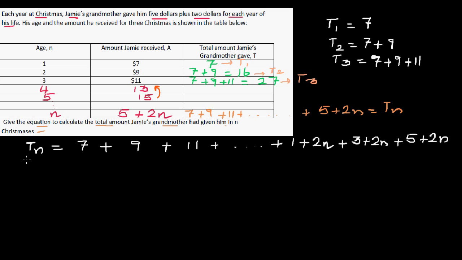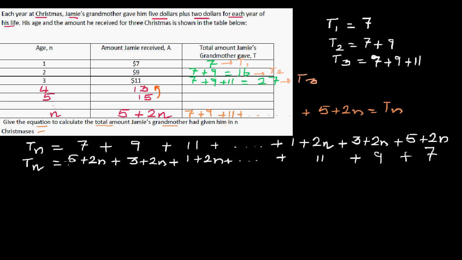So writing the same pattern in reverse order, I can say Tn is 5 plus 2n plus 3 plus 2n plus 1 plus 2n, and, writing this in reverse order, this would be 11 plus 9 plus 7. So I've just written Tn in two different ways. One starting from 7 up to 5 plus 2n, and Tn the same in the reverse order, 5 plus 2n down to 7. So let's add them.